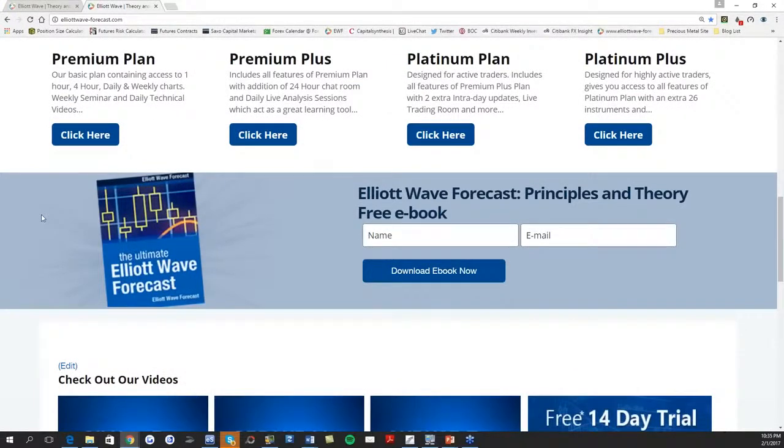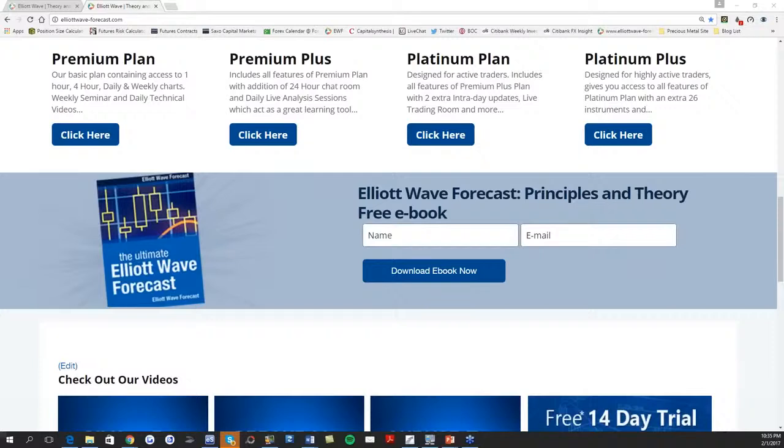Depends, Feroz, on how much time it takes, right? It depends on your commitment, your background. It really depends on how much time you invest in it. It's a good question. I would say it's different for different people, how much time it will take to master Elliott Wave and start trading.